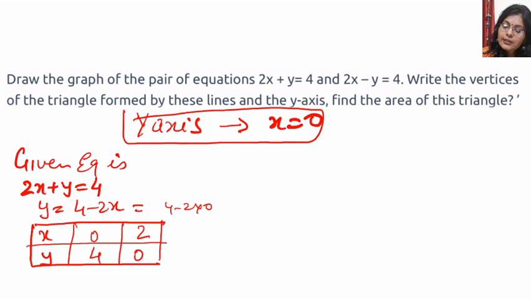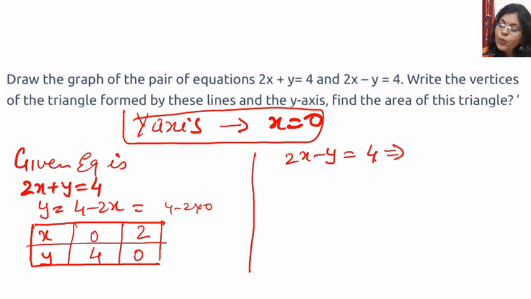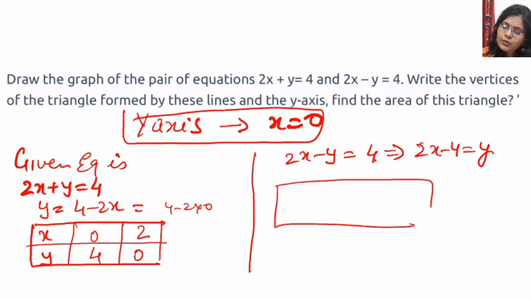Now let us take the second equation. It is 2x minus y equal to 4. Again we will bring it into this form: y we will take that side, 2x minus 4 equal to y. Now the same type of table. This was earlier told to you in class 9 also.